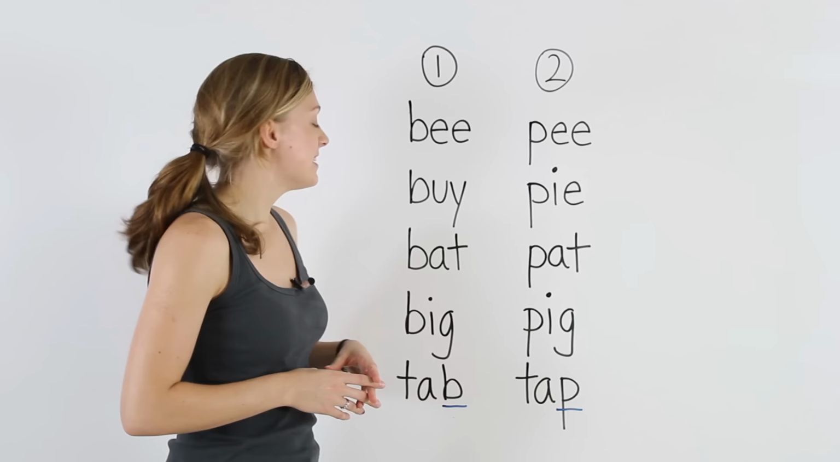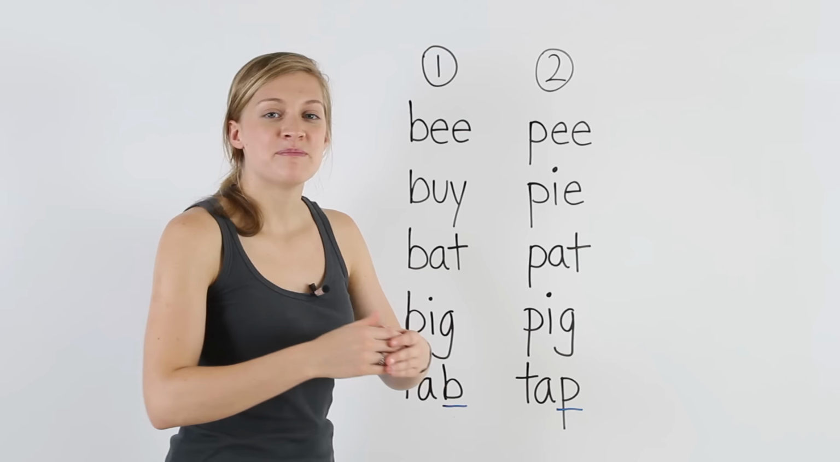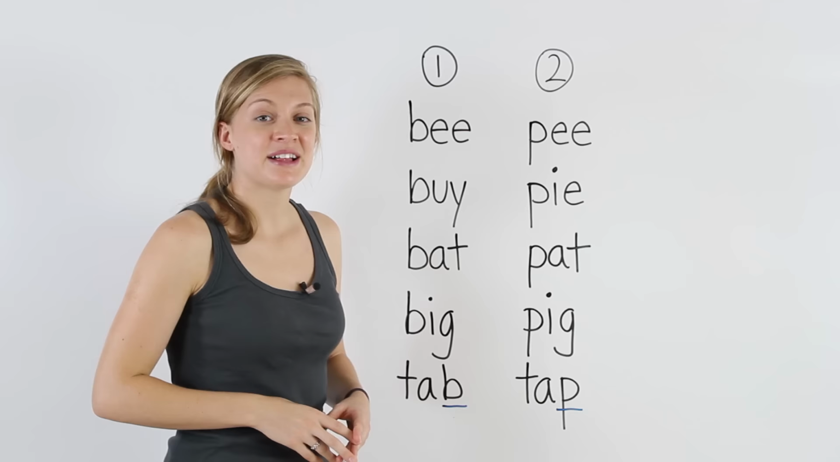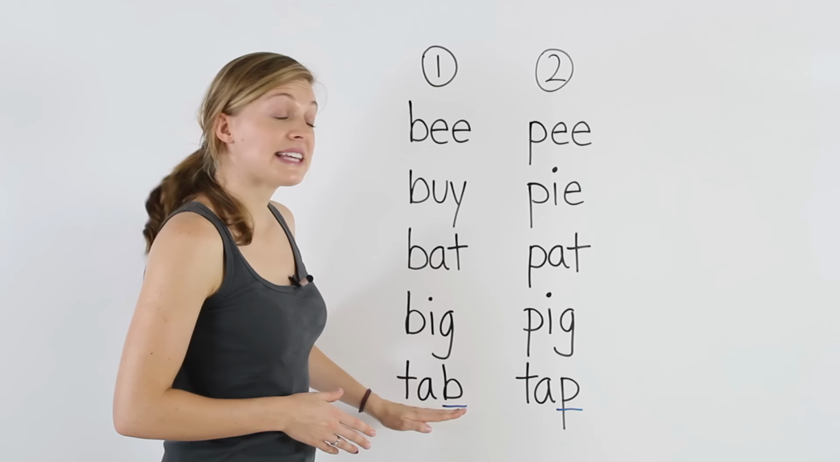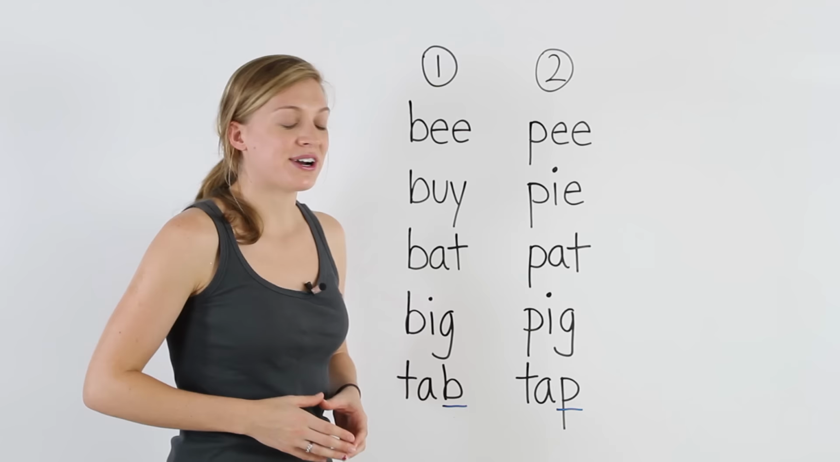Next, bat, pat. Listen carefully. Bat. I really hope that you chose bat. Next, big, pig. Listen carefully. Pig. The correct answer was pig. Next, tab and tap. Tab. Correct answer was tab. I hope you did well. Now let's move on.